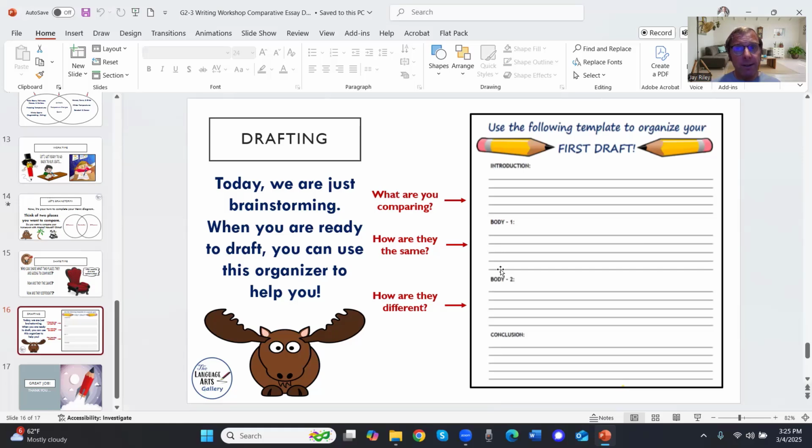Now, students have their graphic organizers, and they also have a mentor text. So they should be able to use that to help them work through that first draft. And we're going to talk about adding to that first draft in our next video.